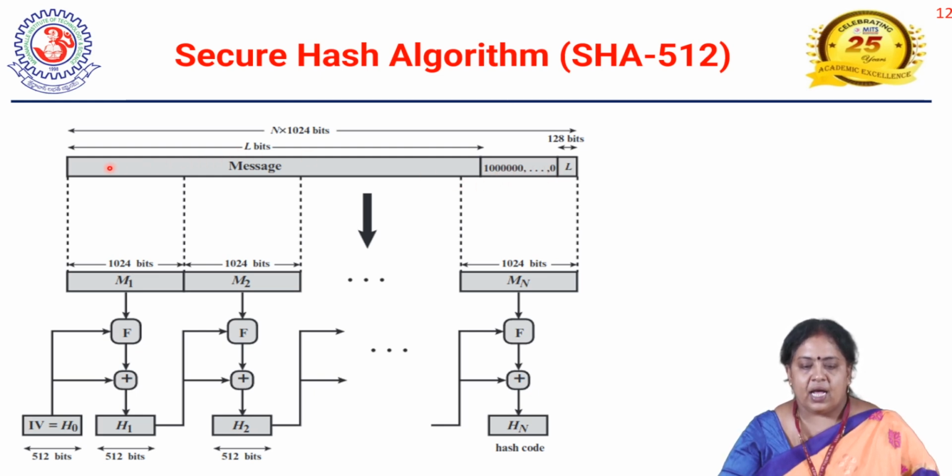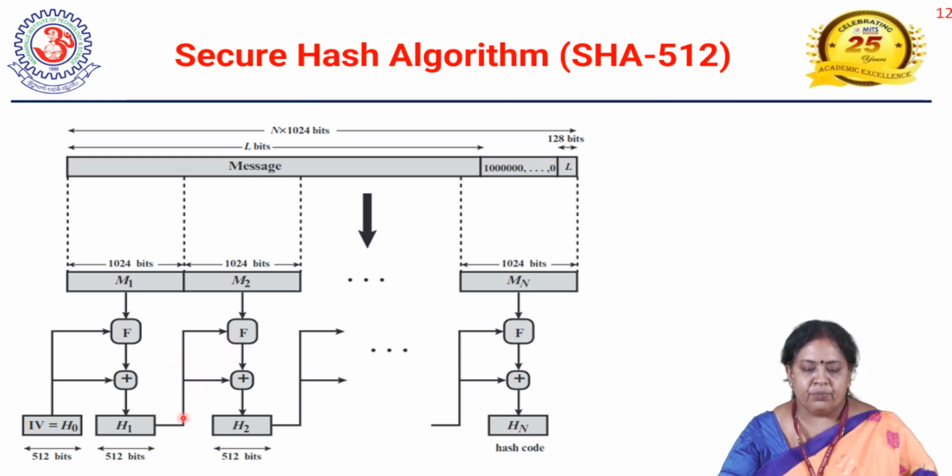Then after performing this, we divide the message into blocks, and each block is of size 1024. That is the next step. Then we process each block separately. Each block is given as input to a function, and we also initialize the hash buffer. Then we perform the addition, which is modulo 2 to the power 64 addition. Then we get the 512-bit hash value, which is given to the second module, the second hash function.